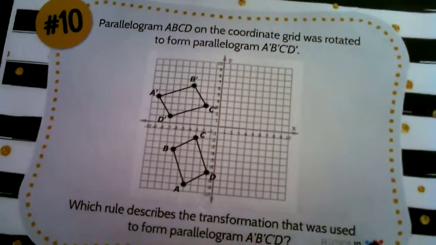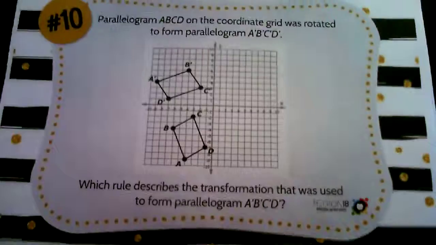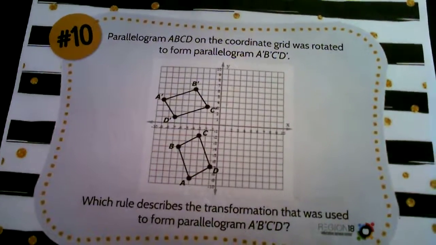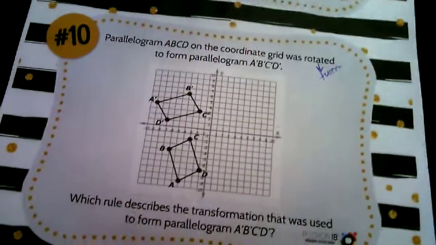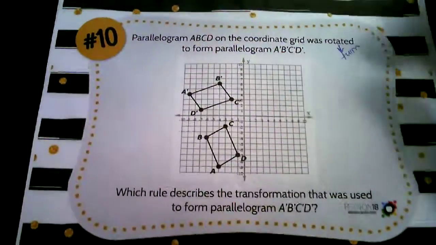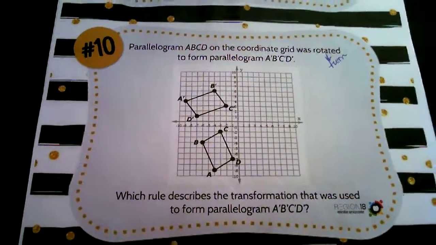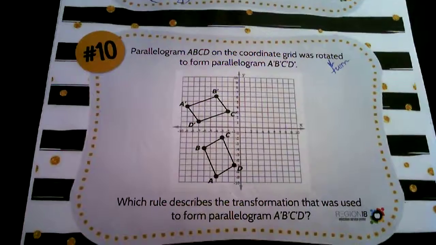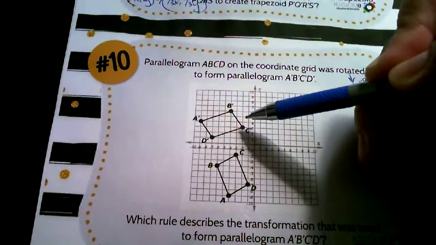Number 10. Parallelogram ABCD is graphed on the coordinate grid and was rotated. That's our turn. So now we have to remember our turning rules. To form parallelogram A prime, B prime, C prime, D prime. Which rule best describes the transformation that was used to form the parallelogram? So we're going to look, and just by looking at it, it goes from here to here. That's one quadrant.